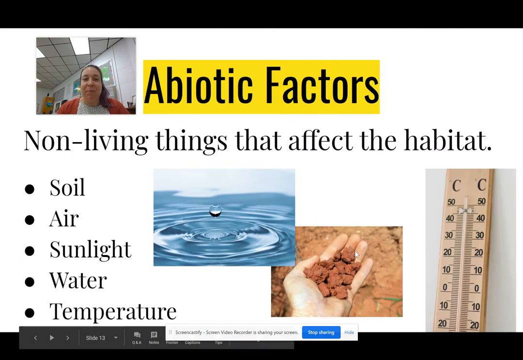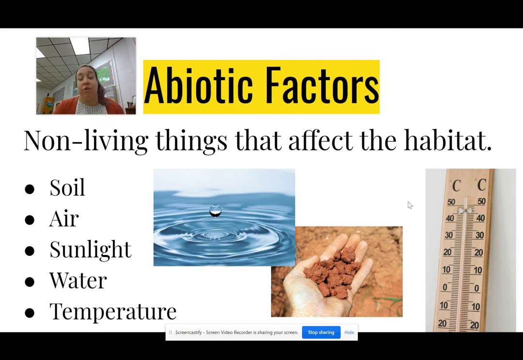Our next one is going to be abiotic factors. So we said that biotic factors are those living things that live in ecosystems. Abiotic factors are the non-living things that affect the ecosystem or the habitat. One point of confusion that sometimes happens, especially in fifth grade, is that we think just because they're non-living means they're dead. Now, just because something is non-living doesn't mean it was ever alive.